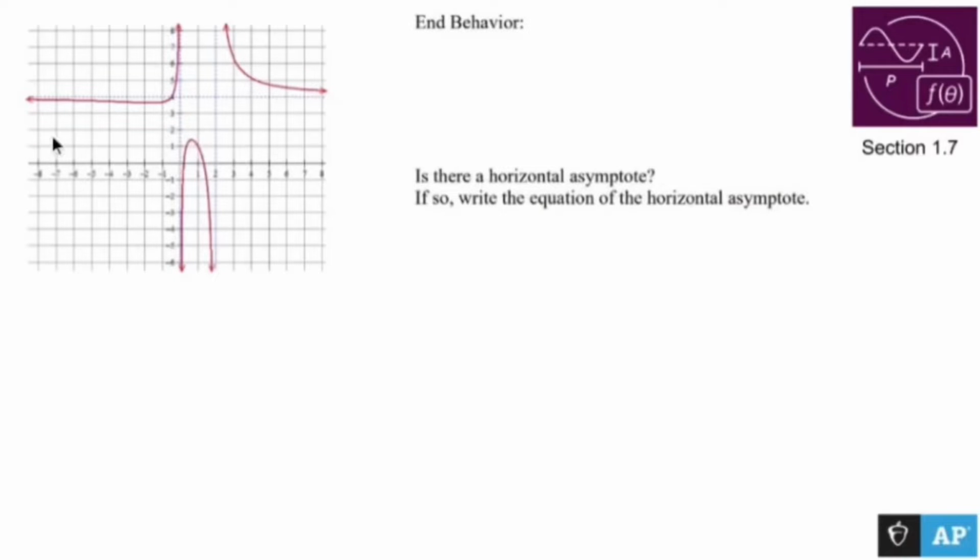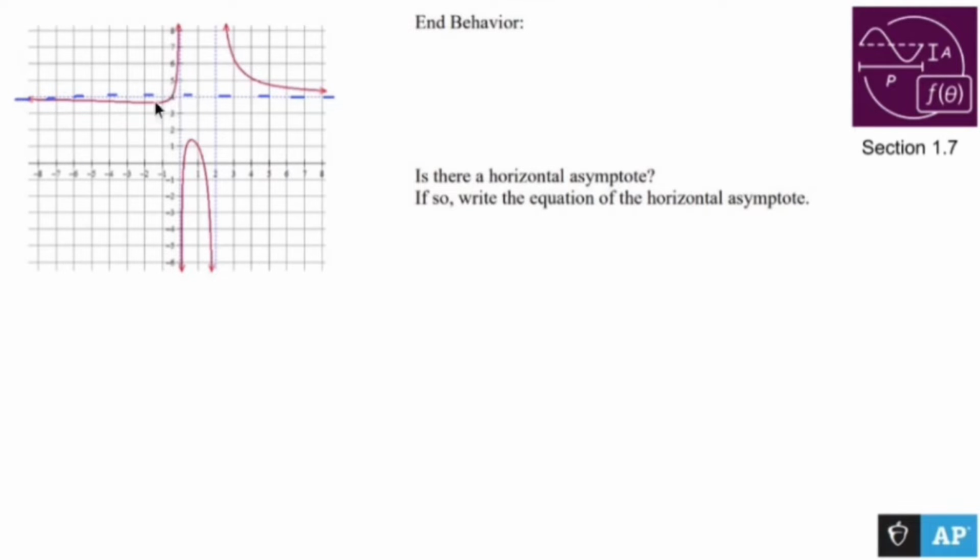All right, looks like we have ourselves a gross-looking rational function, and we are being asked to find the end behavior, ask if there's a horizontal asymptote, and write out the equation of the horizontal asymptote. Now, it looks to me that we do have a horizontal asymptote, and we do have end behavior, and things seem to level out at this number right here. This guy flattens out here. This guy starts down here, comes back up, and starts to flatten out right there.